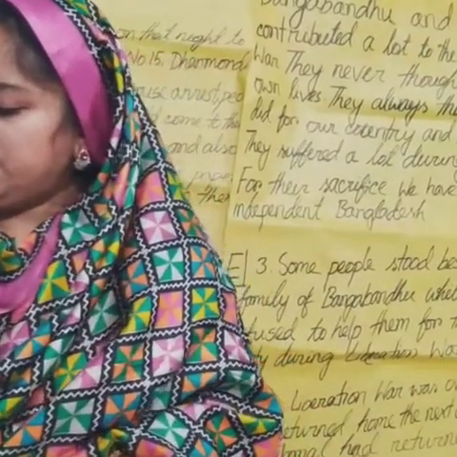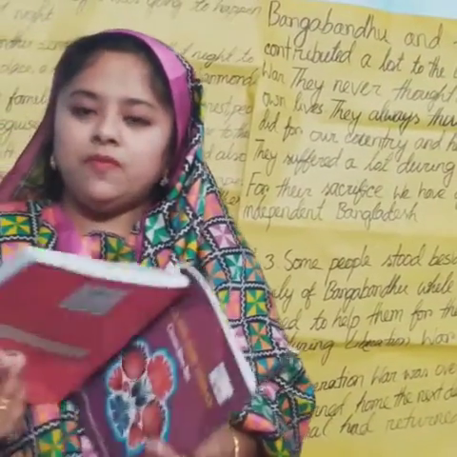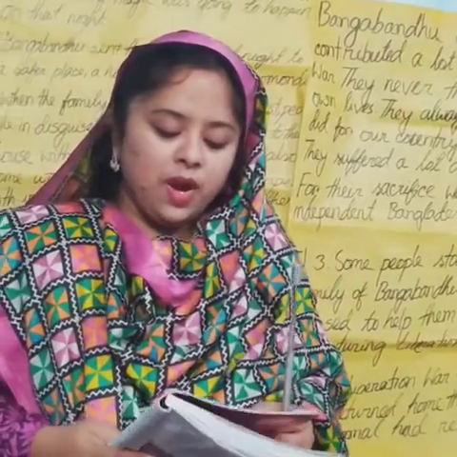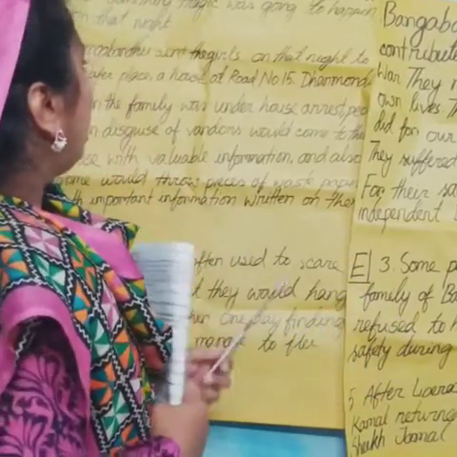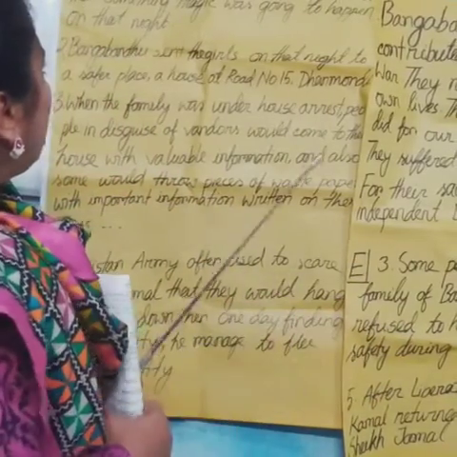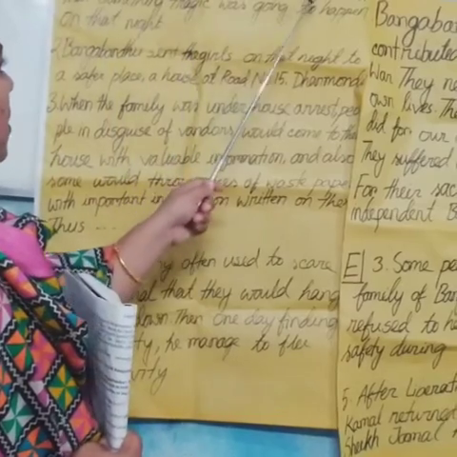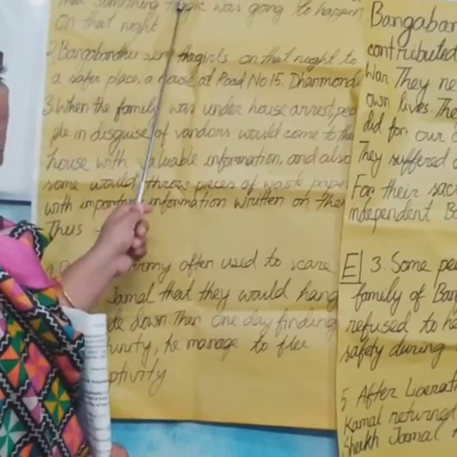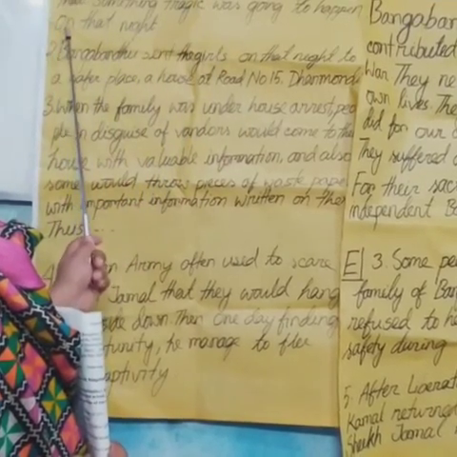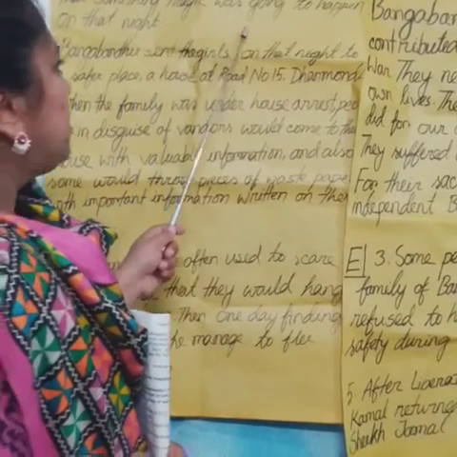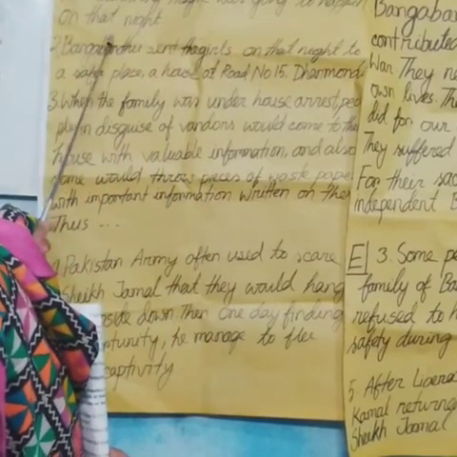My dear student, I repeat the answer for you. First question, why was the family anxious on the 25th March night in 1971? Answer is, the family was anxious on the 25th March night as they apprehend that something tragic was going to happen on that night.